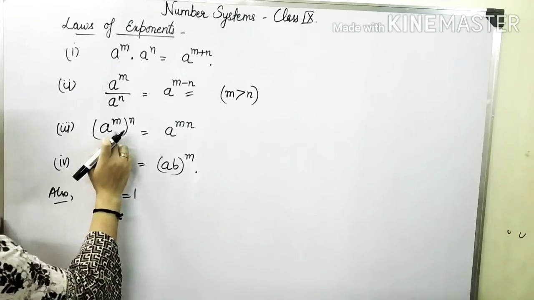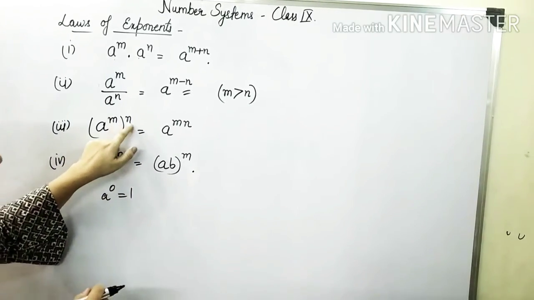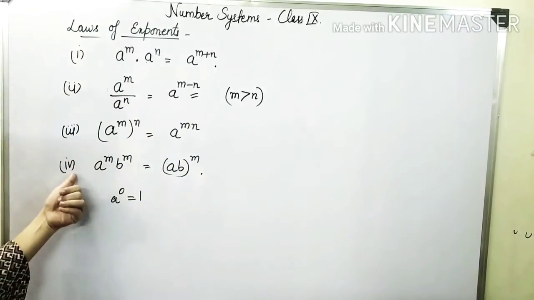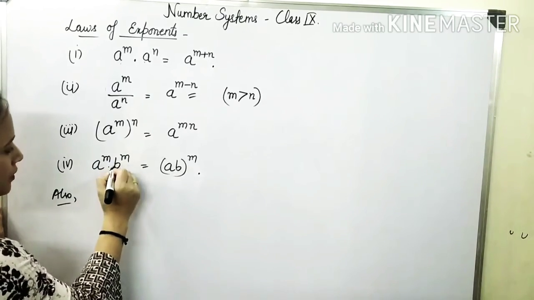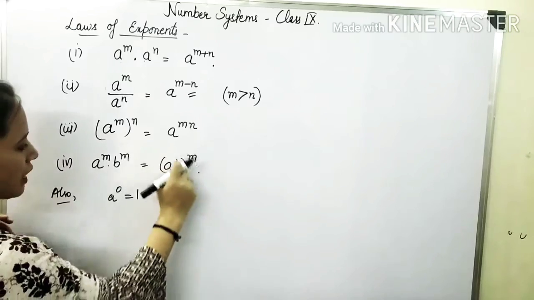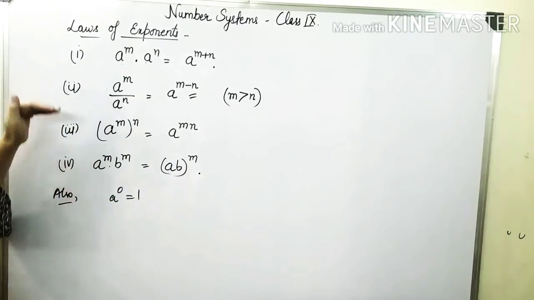The third law is a raised to the power m, whole power n. You can just multiply the powers and then simplify the number. In the fourth one we have a raised to the power m times b raised to the power m. There we can take the power as a whole of the product of both the numbers. These are the simple laws.